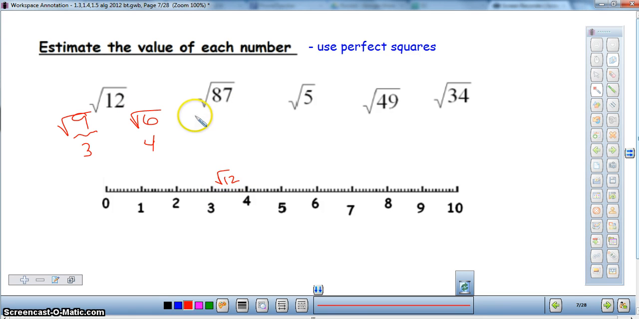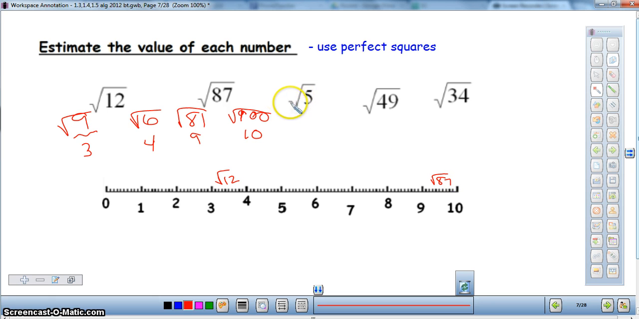Where's the square root of 87? Again, think your perfect squares. It's between 81. Square root of 81 is 9. And it would be between 81 and 100. And the square root of 100 is 10. So the square root of 87 is going to be somewhere between 9 and 10. And you can do that for each of these.